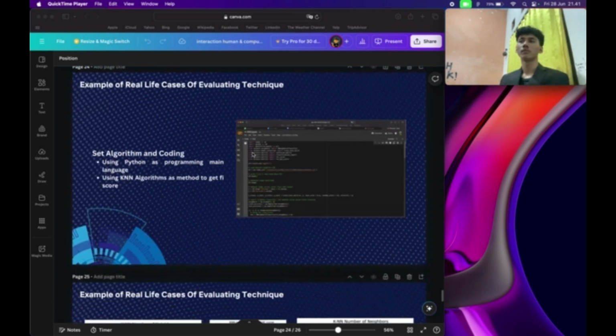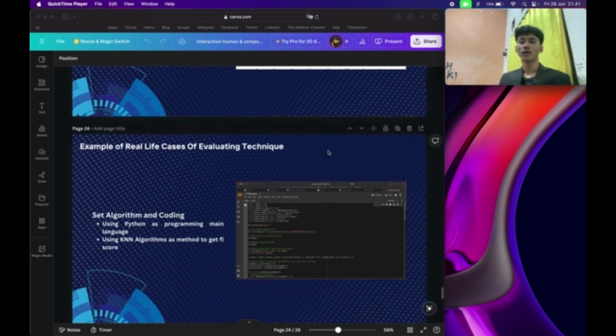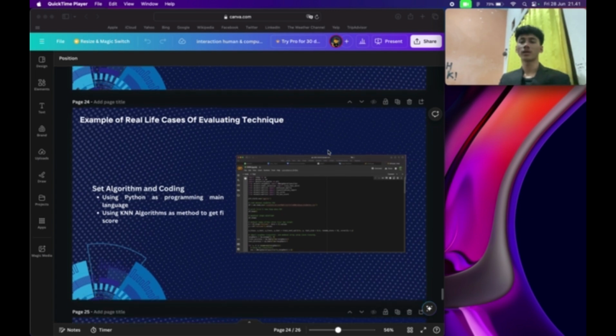Okay, but we need to jump into data analytics. Before we use this raw data, we need to cleanse the data. How can we cleanse the data? We can choose an algorithm to cleanse the data. We can choose an algorithm like KNN to get the F1 score. K-nearest neighbor stands for KNN.